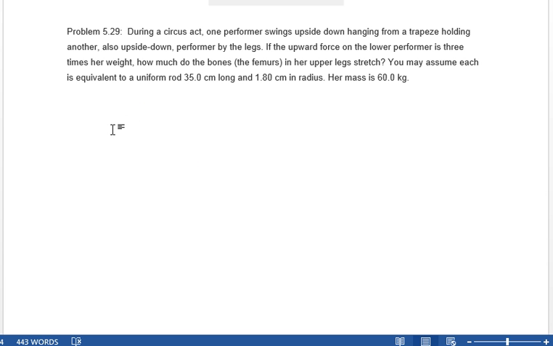Okay, so what we're looking at here is a problem where we're stretching the bone. And we've got the force divided by area is Young's modulus times the change in length divided by the nominal length. By nominal length, I mean the length of the leg or the bone when they are not being stretched.